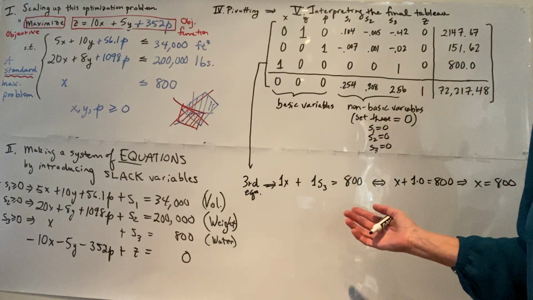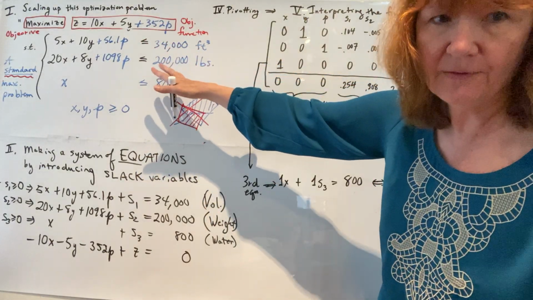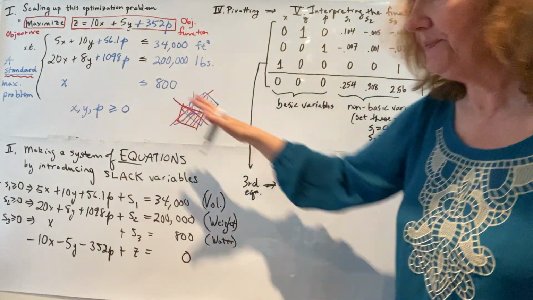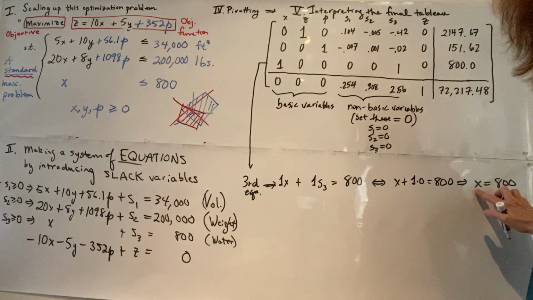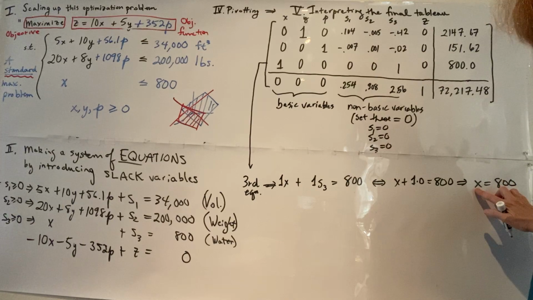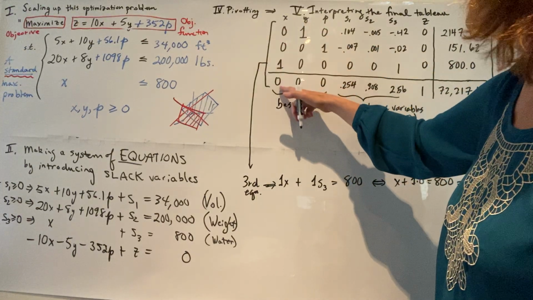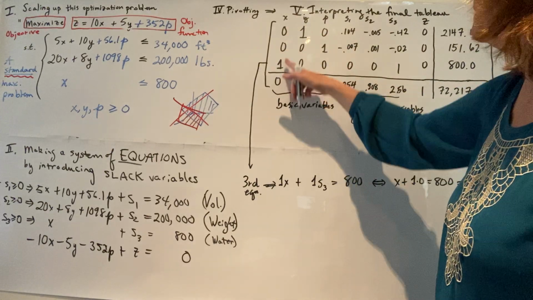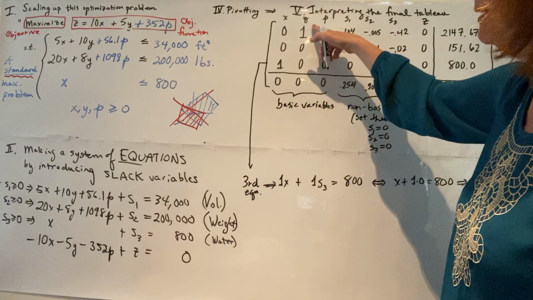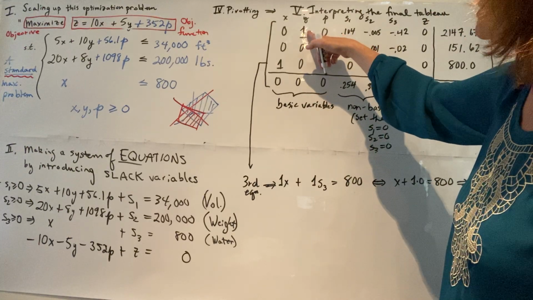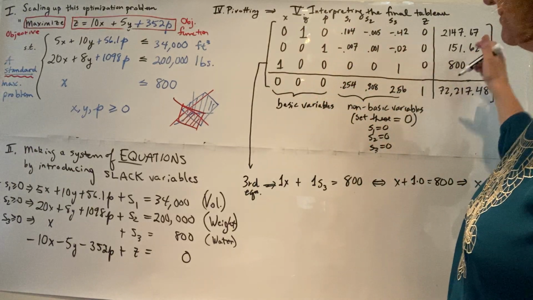What was x? X was, if you remember, back in the beginning, the number of large water containers. So this is saying the ideal way to pack this plane is to put exactly 800 water bottles in there. That just came from that first row representing the basic variable for x. What's happening here for y? We have a 1 up here. So that's the operative equation.